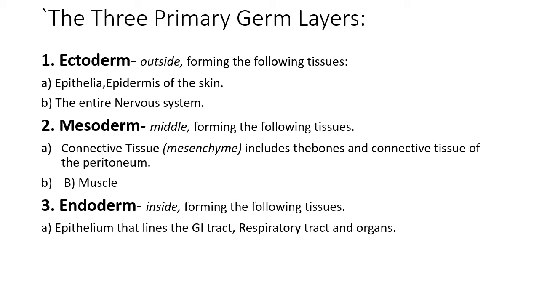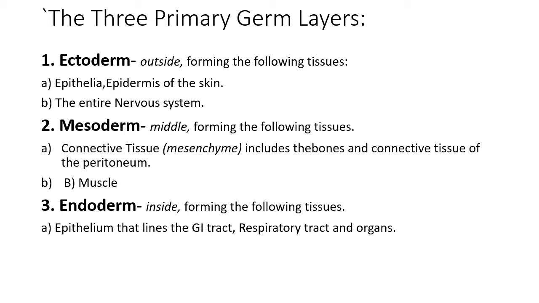The ectoderm forms the following tissue: the epithelium and epidermis of the skin, and the entire nervous system. Can you imagine that? And then the next level, the mesoderm, the middle, forming the following tissues: connective tissue. Now mesenchyme is the tissue in the embryo that's all the connective tissue, and this will include the bones and the connective tissue of the peritoneum. And then the peritoneum is inside your abdomen. We're going to learn about those membranes in our lab, about the membranes surrounding the abdomen.